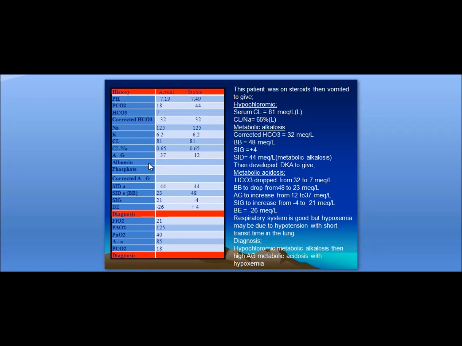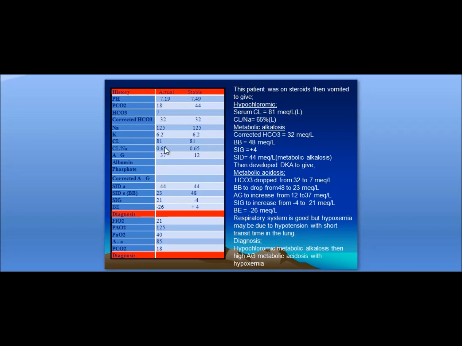When we come to the Aglan table, first look at the pH. The pH is acidemia, very low bicarbonate, and when you calculate the compensation of the carbon dioxide, it is compensated. So this is metabolic acidosis with compensatory respiratory alkalosis, and this is the pH.